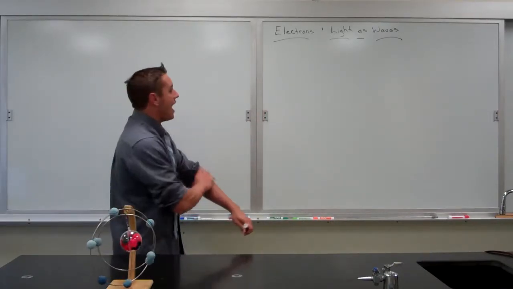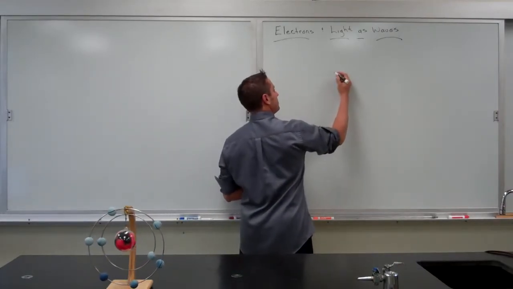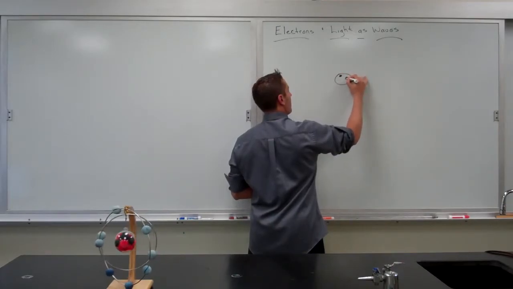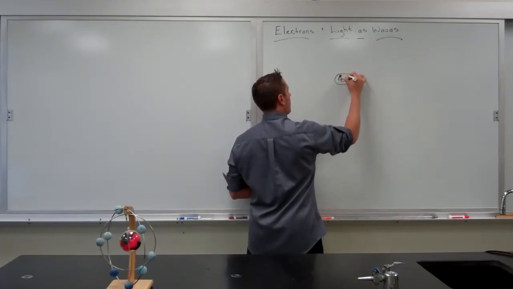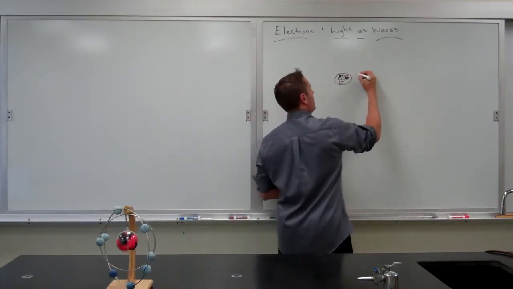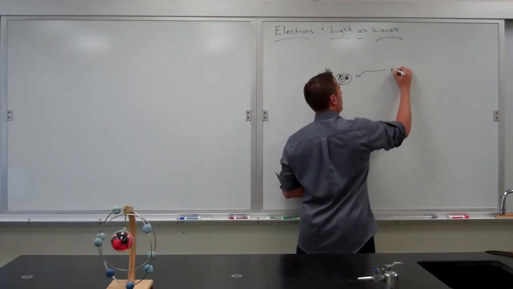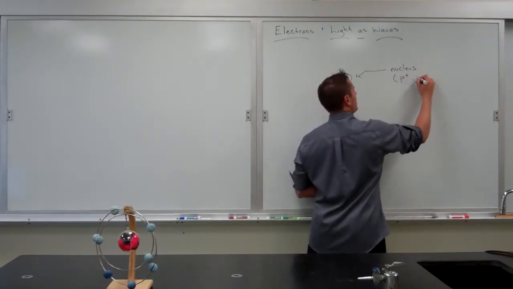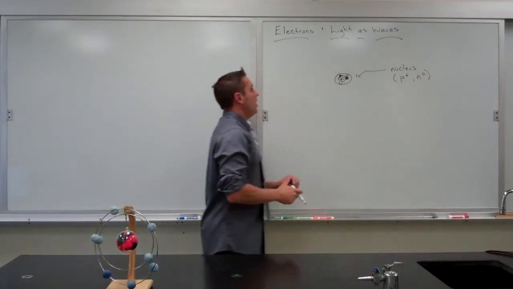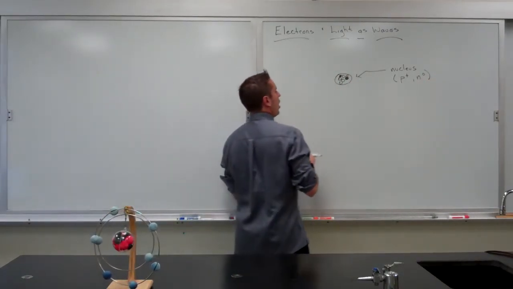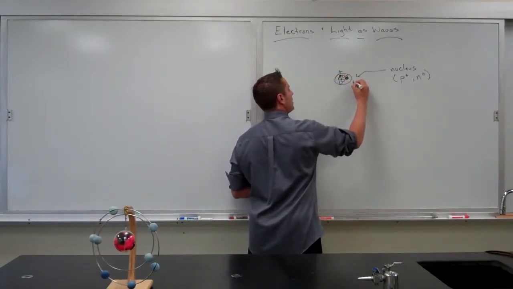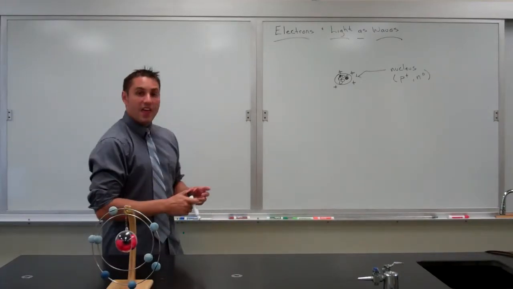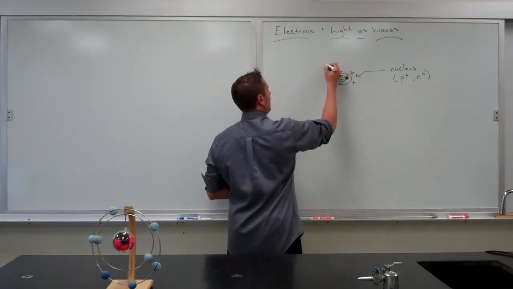Right? Our picture of the atom to this point has a nucleus. And in the nucleus, we have protons, we have neutrons. And so if you remember, in the nucleus, we've got a lot of positively charged particles and neutrally charged particles. Then on the outside, we have electrons.